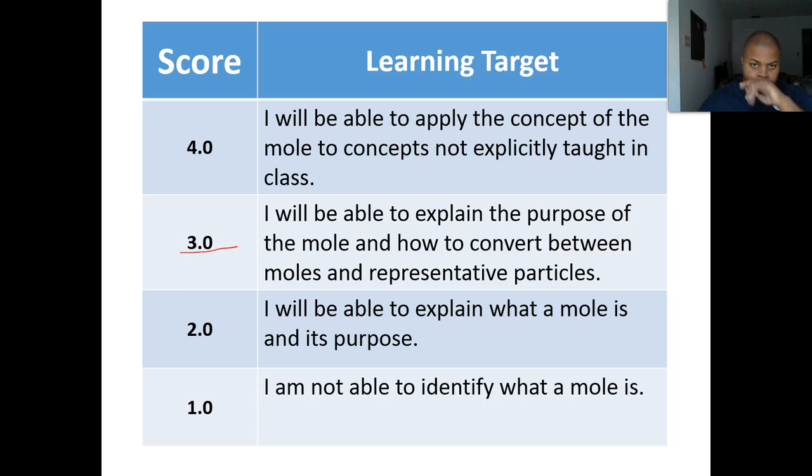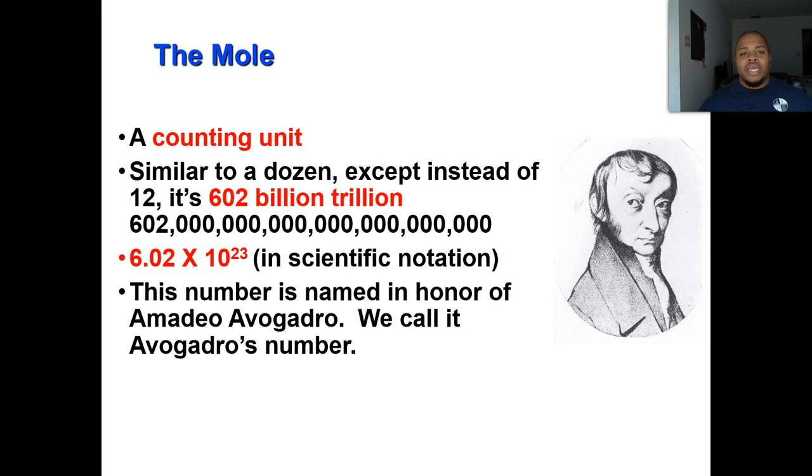Now, let's get started. What is a mole? Well, a mole is a counting unit, similar to how we use a dozen or a pair, different things like this. But it's a much, much larger number, 602 billion trillion. We talked about this earlier in the year. We sort of mentioned it a little bit. But now we're actually going to get into how we utilize it in chemistry or in this class.